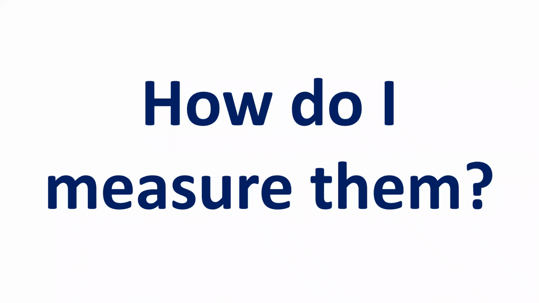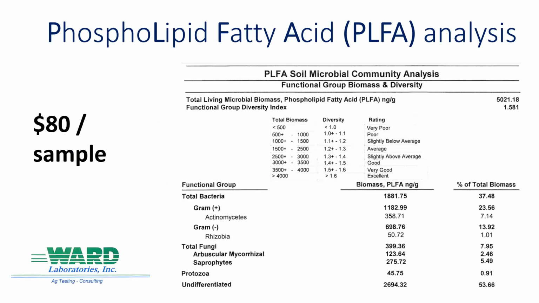So we know they're important. We know there's a lot of them. How do I measure them in my soil? There's a few ways to do this. Probably the most well known and available is something called a phospholipid fatty acid profile, or analysis. This basically looks at fatty acids which are specific to different types of fungi and bacteria.